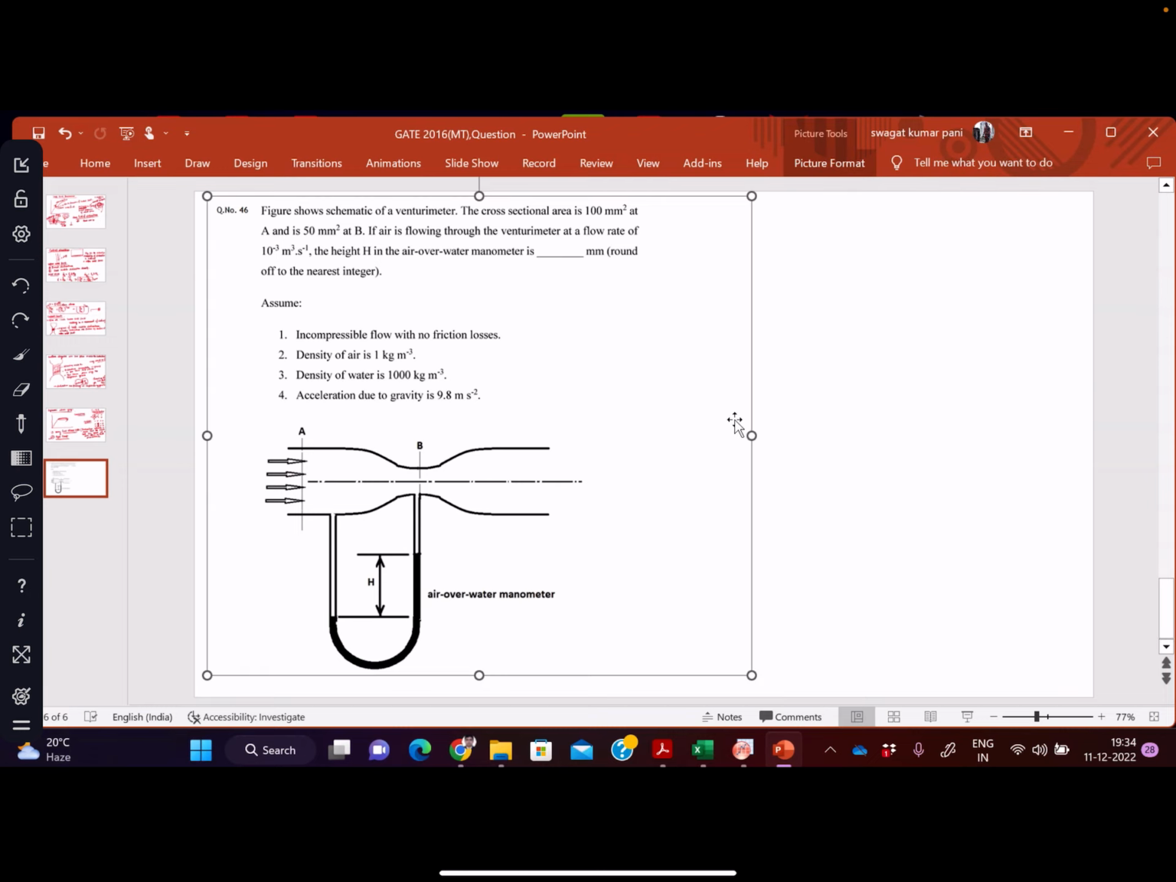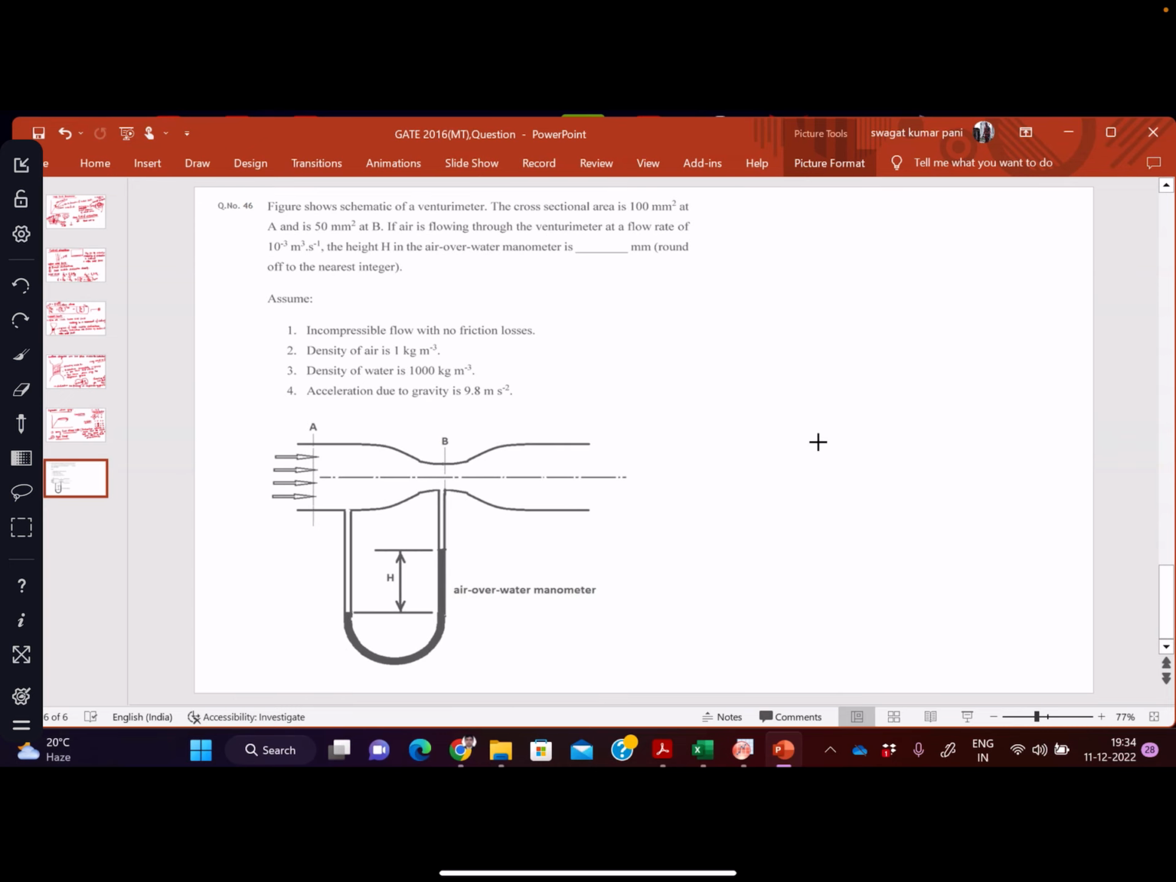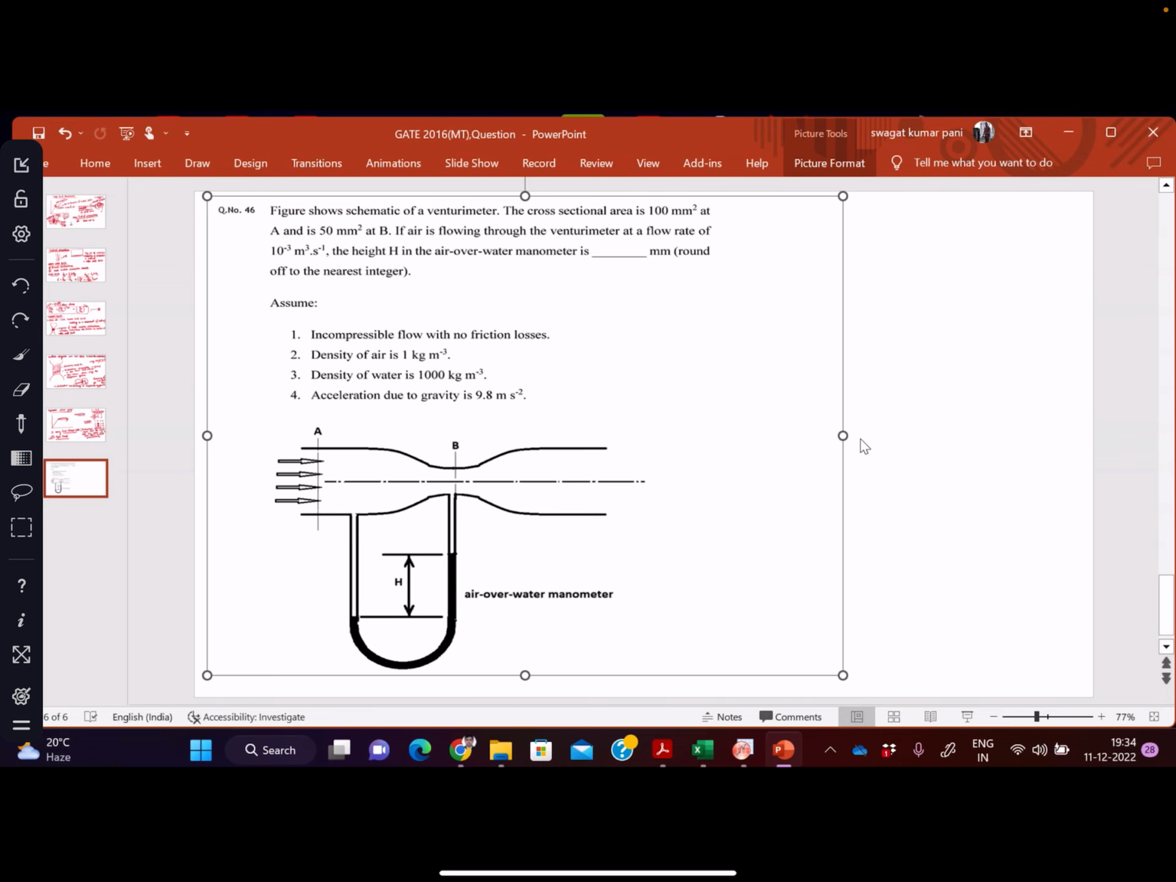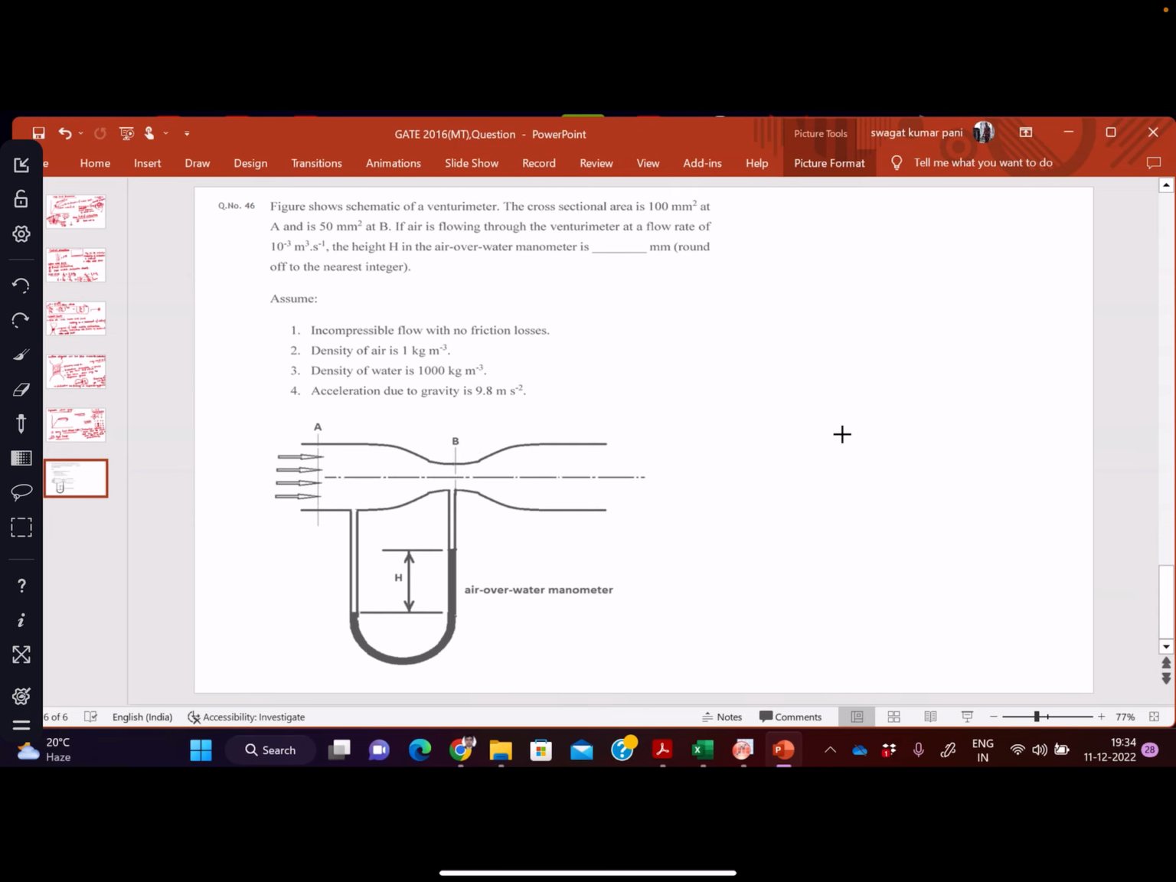Sir, it's a Venturi meter question. You will get this type of question every year, for 2 marks. Okay, sir.